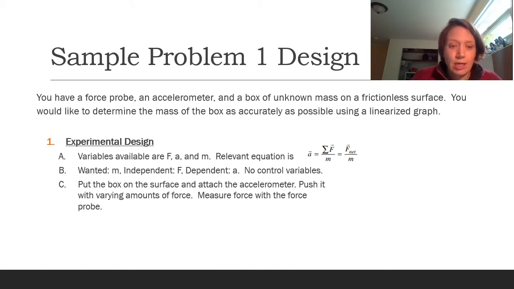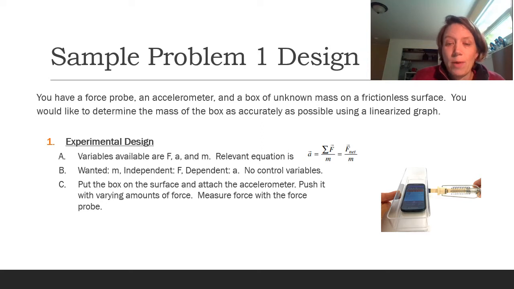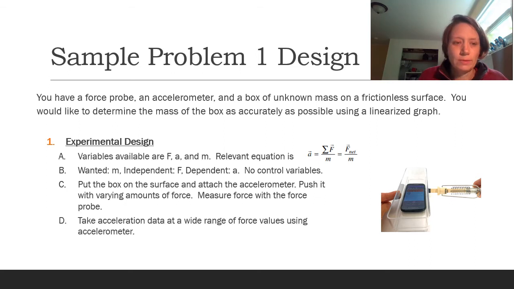Step C is to explain the experimental setup. So what does this actually look like? I would describe what I am doing in this situation and how I am taking my independent data. So I would say put the box on a surface and attach the accelerometer. In that picture on the right, the accelerometer is actually an app on the cell phone. Then you're going to push the accelerometer with varying amounts of force. So we've got that force probe, and we're going to use it to push that box with the accelerometer on it. And then we're going to be measuring the amount of force with the force probe. So that's my independent variable. I'm changing the amount of force I'm using and using the force probe to measure it.